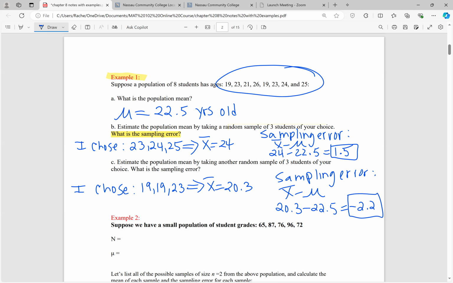If you picked a different sample, you probably got a different X bar and a different sampling error. But the point is, every time we sample and look at the sample mean, most likely it's going to be different from the true population mean. And sampling error could be positive or negative. Sampling error is positive if your sample mean is greater than the population mean. In part C, you see how my sampling error was negative? That's because my sample mean was less than the true population mean.